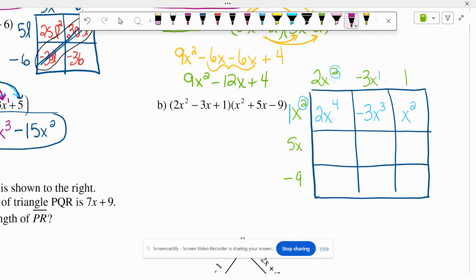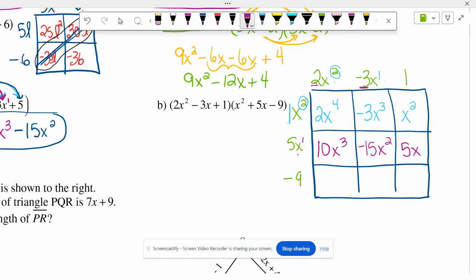So 5x times 2x squared. Multiply the coefficients first. 10, and good job, 10x cubed. So 5x times a negative 3x is? Perfect. And 5x times 1 is? Awesome.